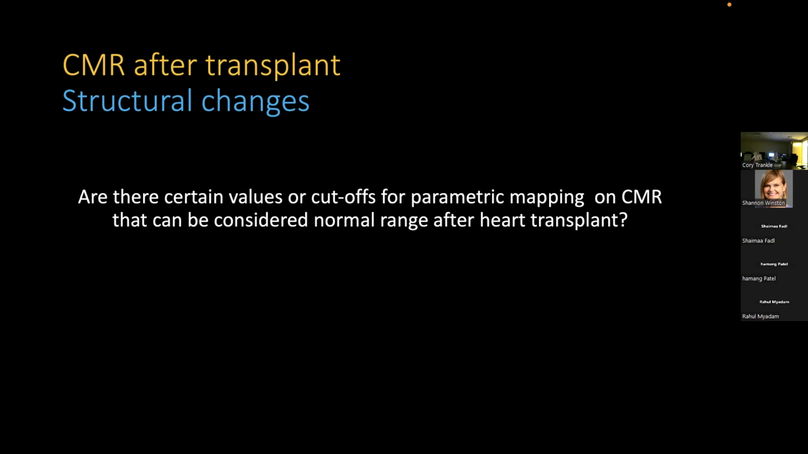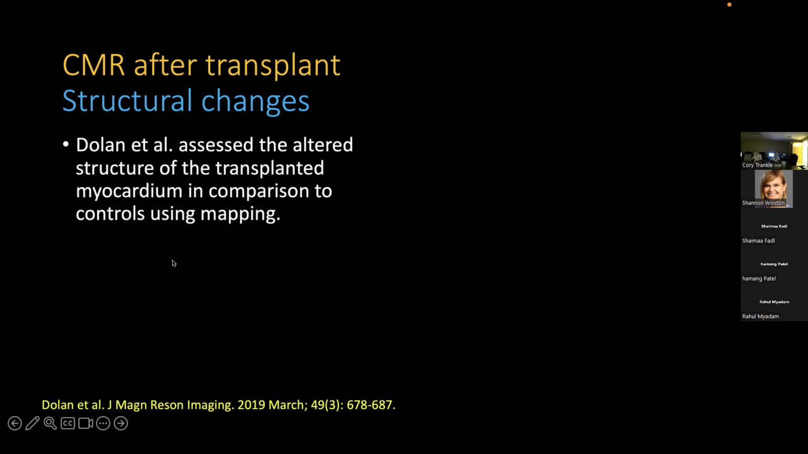Okay, and then there was the second question. Are there certain values or cutoffs used in parametric mapping on CMR that are considered the normal range after heart transplant? A few studies suggested some cutoffs for their evaluation, but most of them are on 1.5 Tesla. And on 1.5 Tesla, you have higher T2 values compared to 3 Tesla. But again, it's vendor dependent. It's different from one institution to another, depending on the setting for every institution.